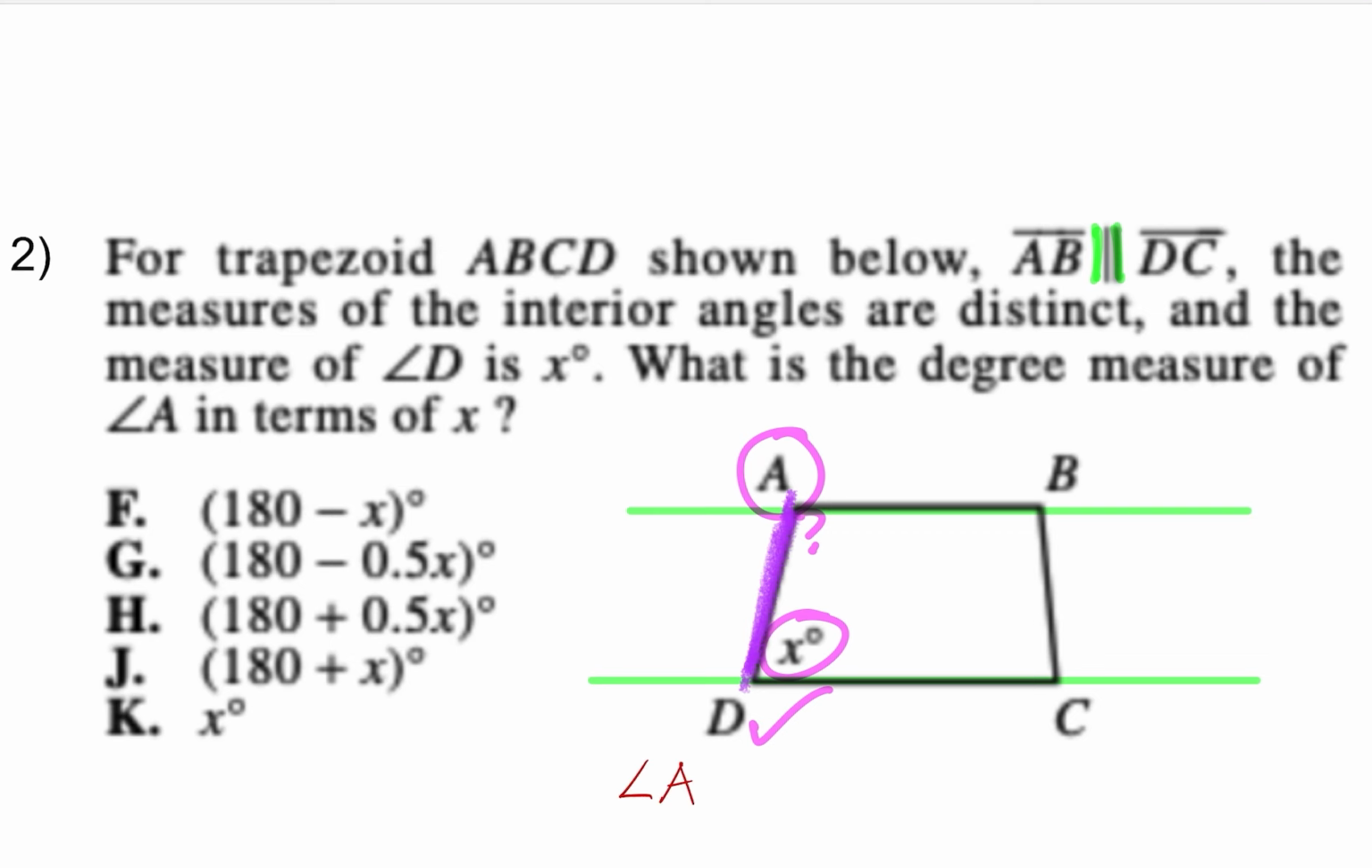So that means the measure of angle A, whatever that measurement is, we're going to add to the measure of angle D, and that is equal to 180. Supplementary simply means the sum of the two angles is equal to 180. Since we only know one angle, and that is angle D, which is x degrees, therefore letter F is the answer. It represents how we can find the measure of angle A.